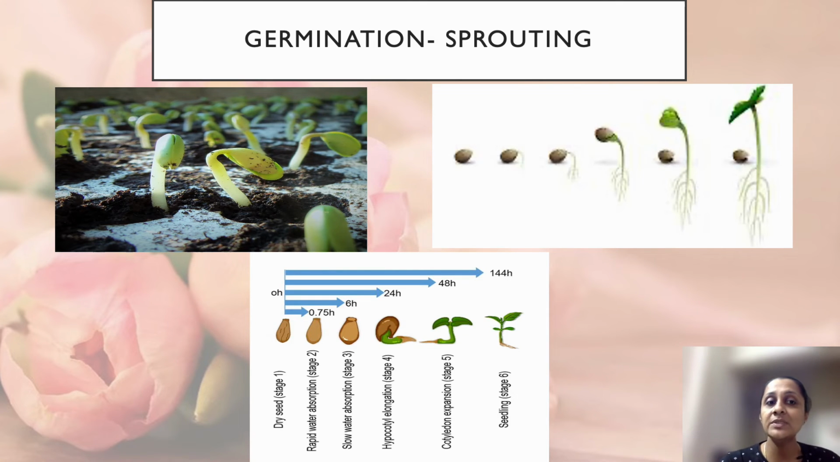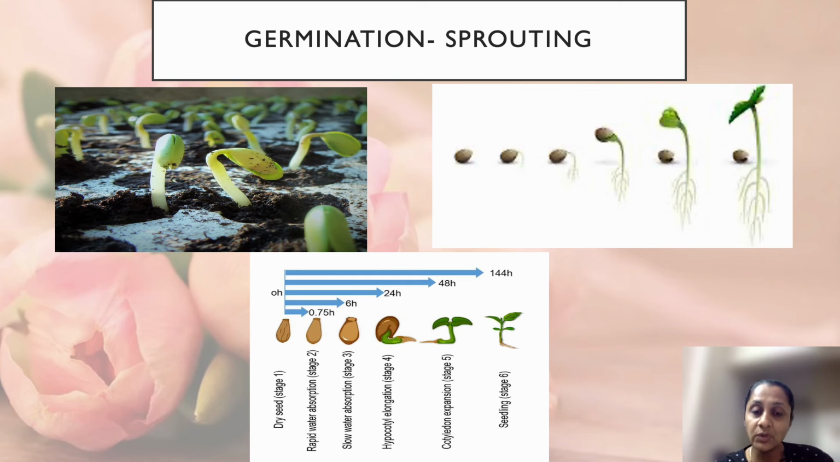In this third image, you will see it is the number of hours it takes for a seed to sprout. So dry seed is the stage 1. Then stage 2, that is the rapid water absorption. The seed is going to take up the water, so it takes around 0.75 hours. And then the third stage is slow water absorption. So once it has taken a lot of water, now the water absorption is going to be very slow, because now it has to be absorbed by the seed to sprout out, and that is going to take around 6 hours.